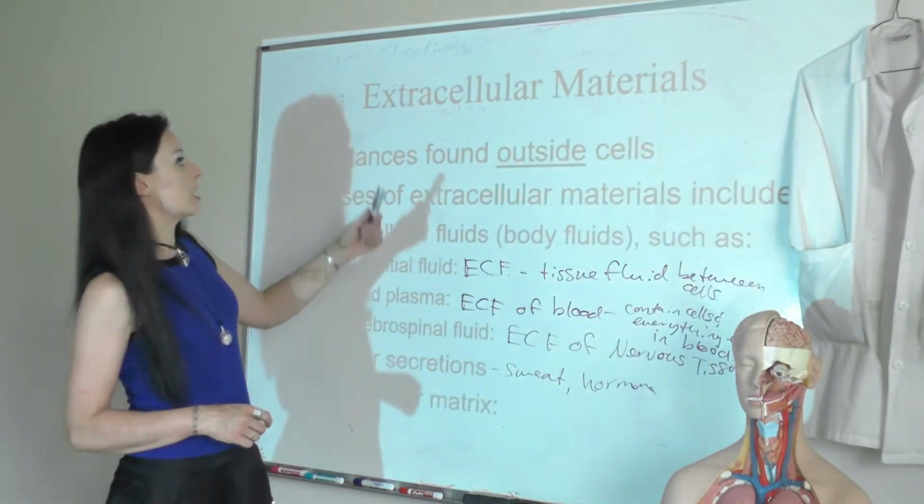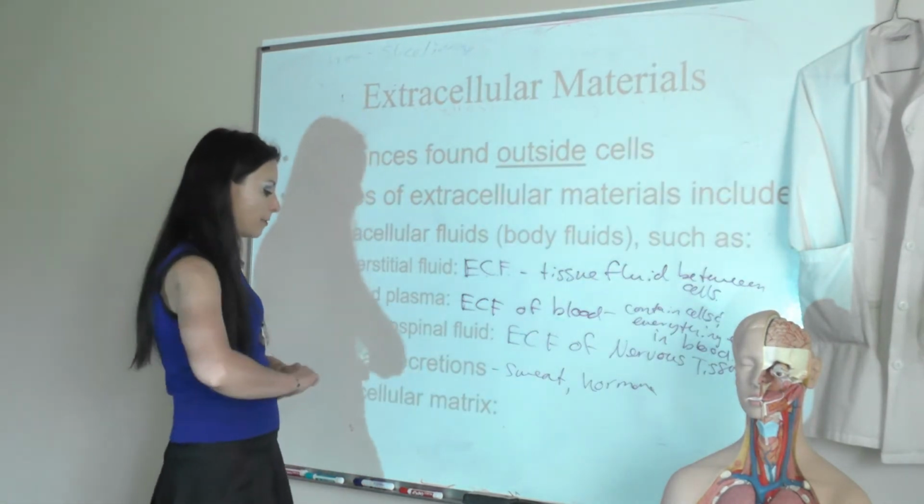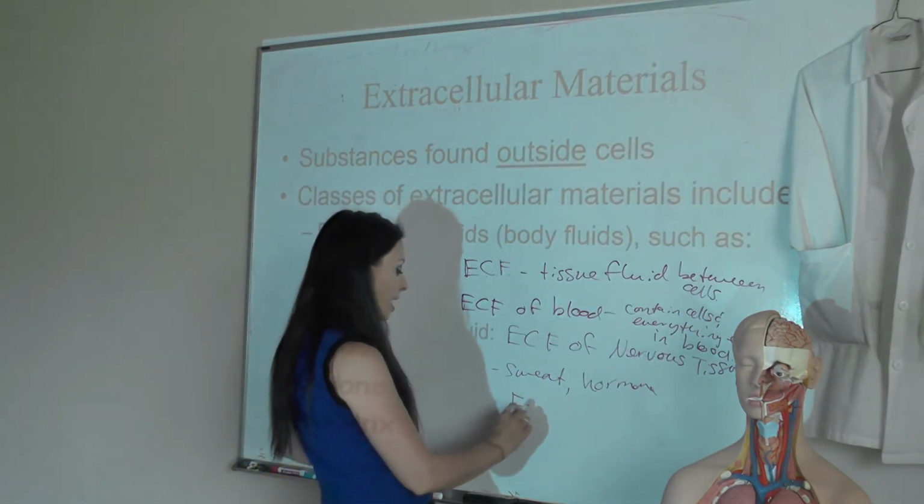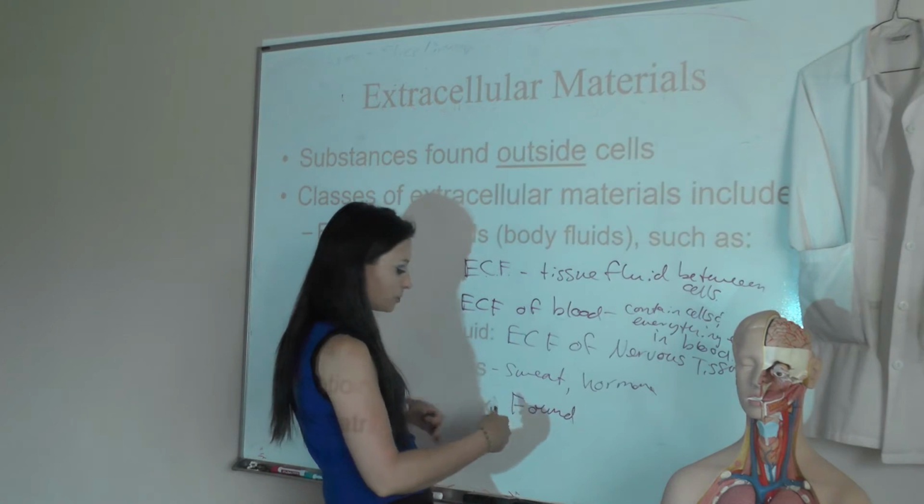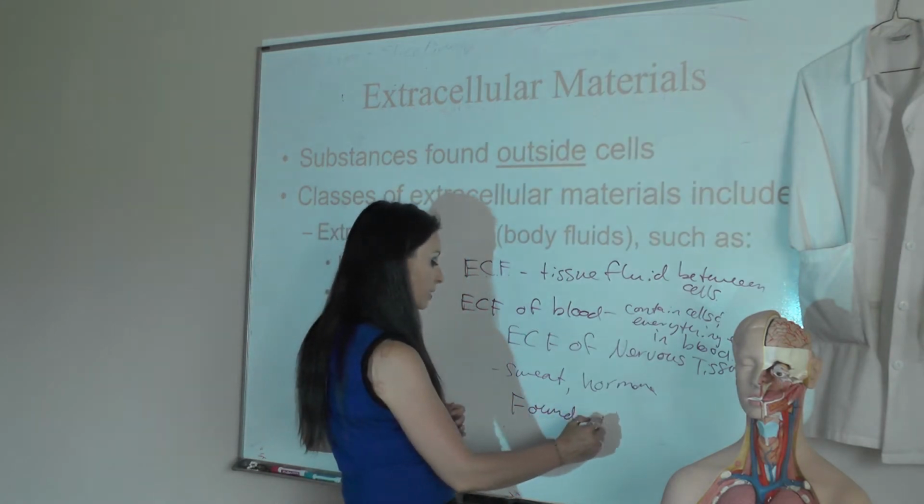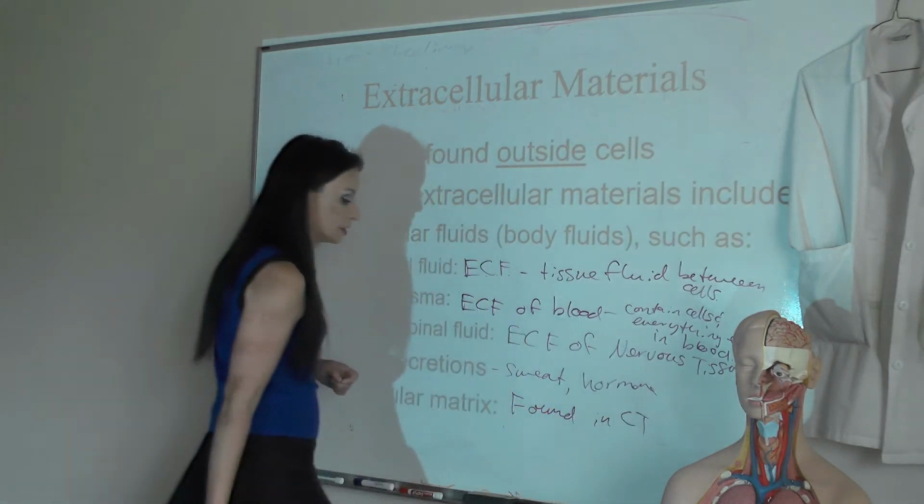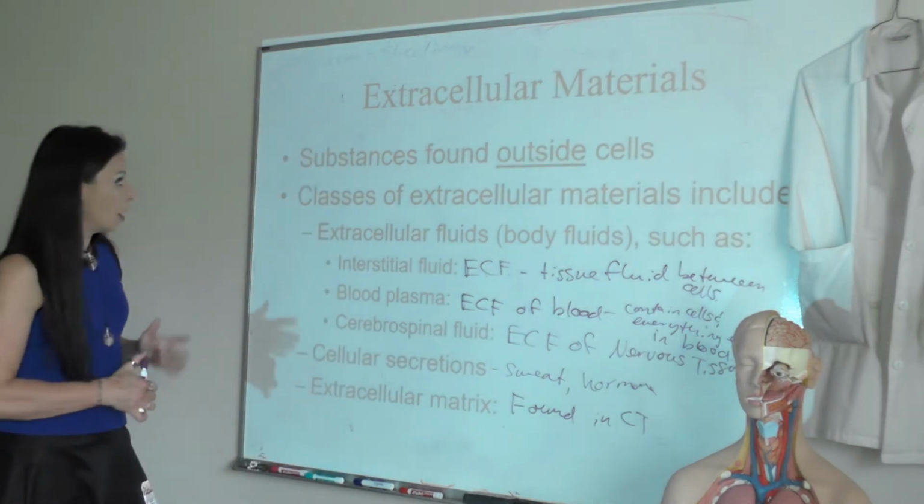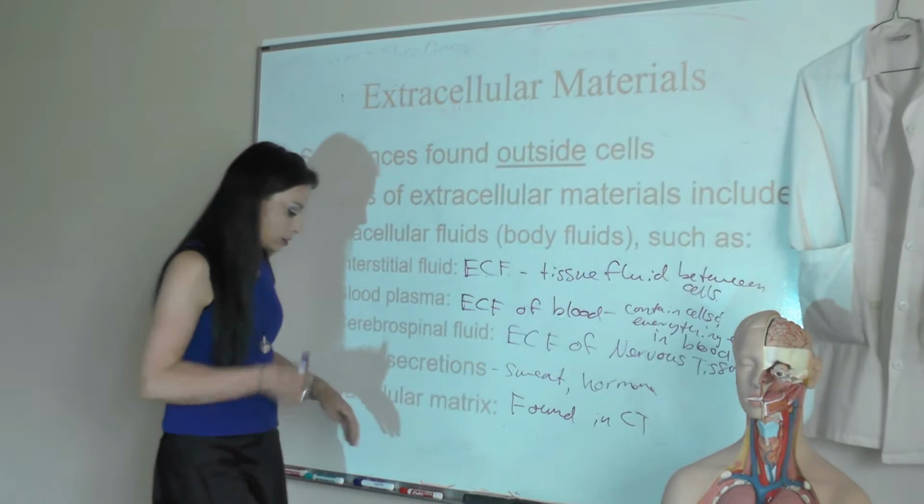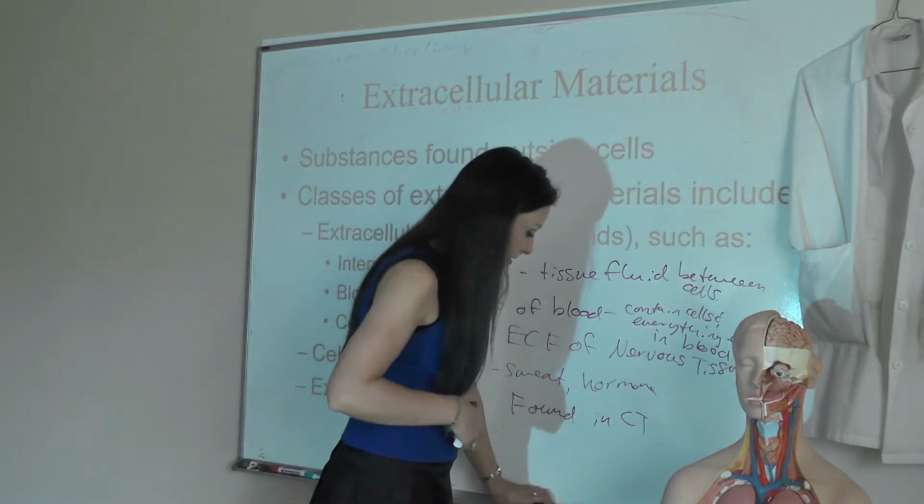Extracellular matrix is another type of extracellular material that we find in connective tissues, and we're going to talk a lot about connective tissues soon. So we'll talk about the specifics of extracellular matrix when we get to our connective tissues, which I'm going to abbreviate as CT. So, all right, extracellular materials. Wrap our heads around that.